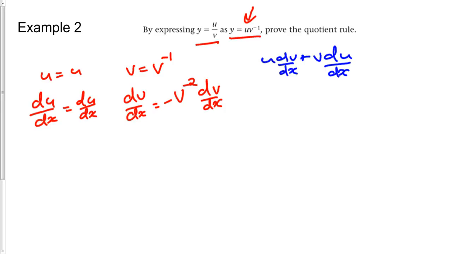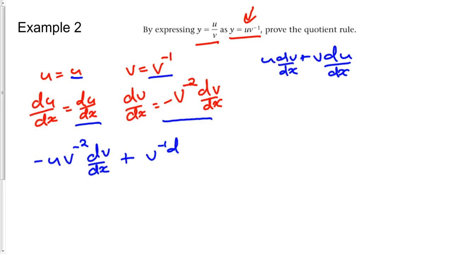Okay, so u dv, that's going to be u times dv. So if we do that, we get u times v to the power of minus 2, of course there's a minus in there as well, dv by dx, plus v du, which is v to the minus 1 du. Now at the moment it doesn't look much like our rule, so we're going to simplify this down a little bit and tidy it up.